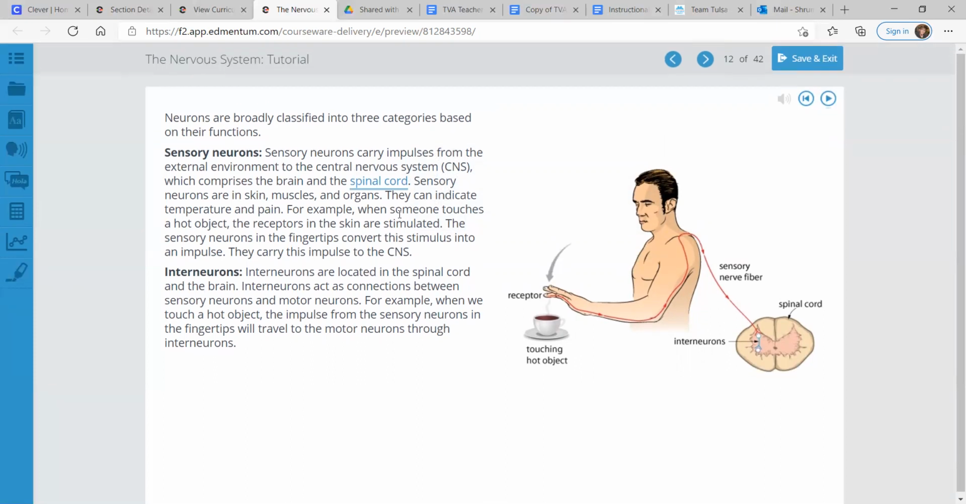Sensory neurons are in your skin, your muscles, and organs. They can indicate temperature as well as pain. For example, when someone touches a hot object, the receptors in the skin are stimulated. The sensory neurons in the fingertips convert the stimulus into an impulse, and they carry those impulses to the central nervous system. You can see that here.